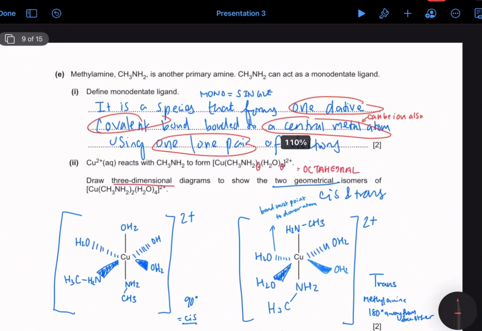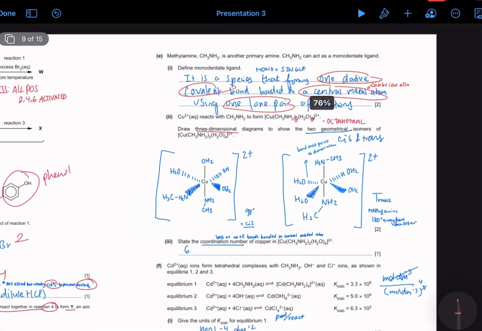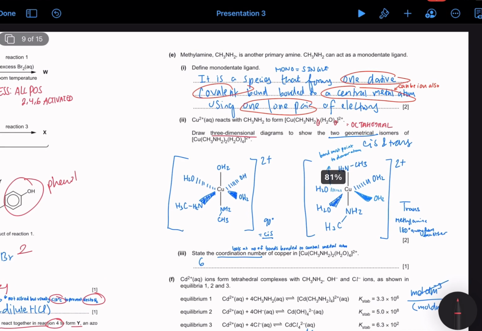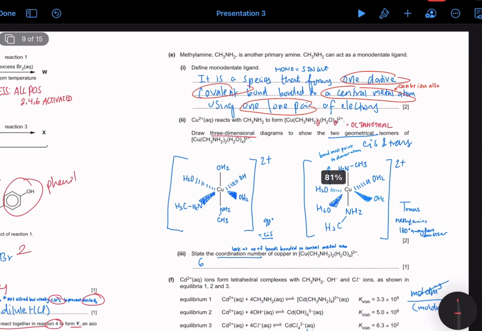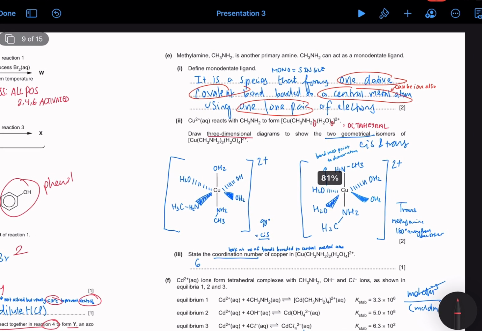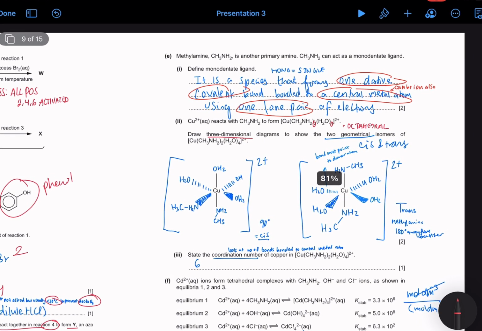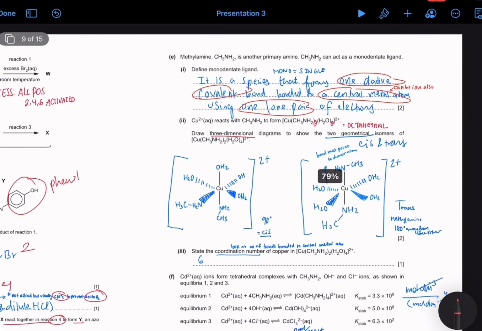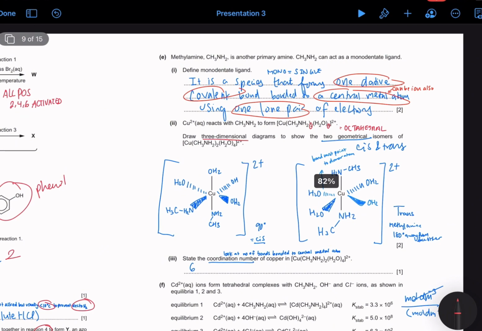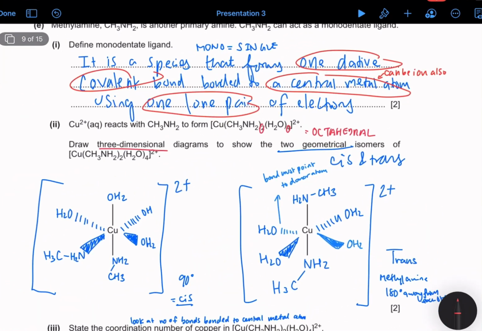Alright, so question E. Methylamine, CH3NH2, is another primary amine. CH3NH2 can act as a monodentate ligand. So what is a monodentate ligand? It is a species that forms one dative covalent bond, or you can say coordinate bond, bonded to a central metal atom using one lone pair of electrons. Alright, so those are the keywords.